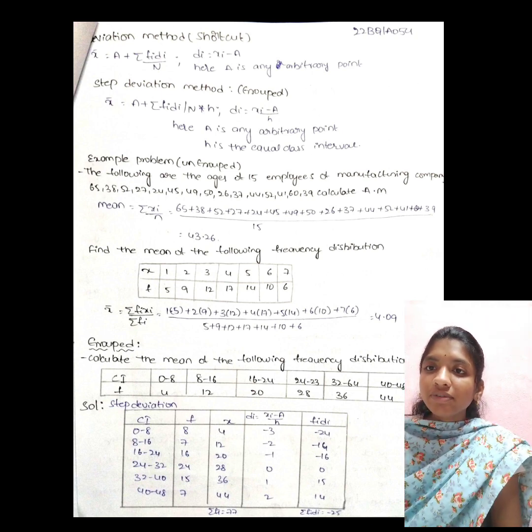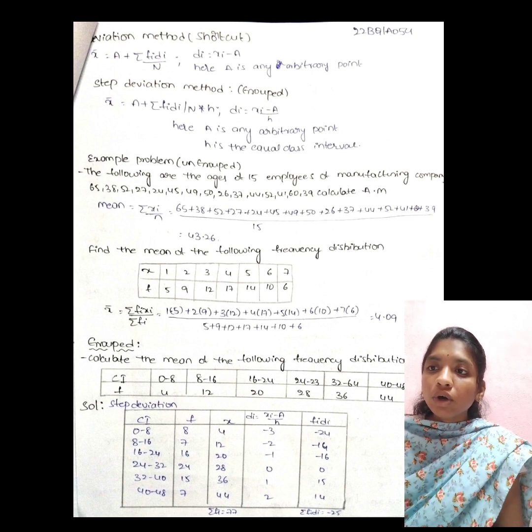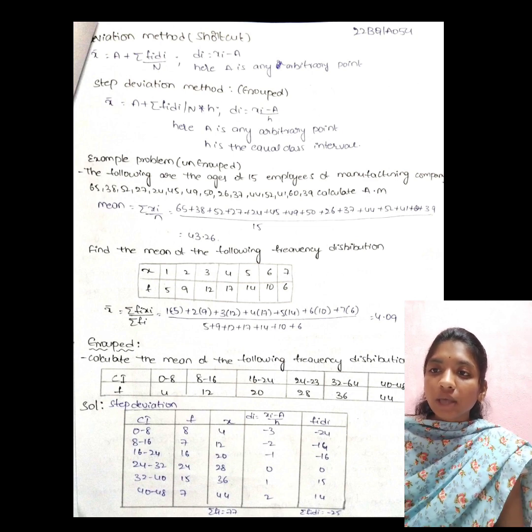Now for frequency distribution, here is the example. X bar is equal to the sum of fi xi by the sum of fi. Here the x values are multiplied with the f values, and those are summed and divided by the sum of frequencies. We get 4.09. If we consider grouped data to calculate the mean, here these are the class intervals and this is the frequency.